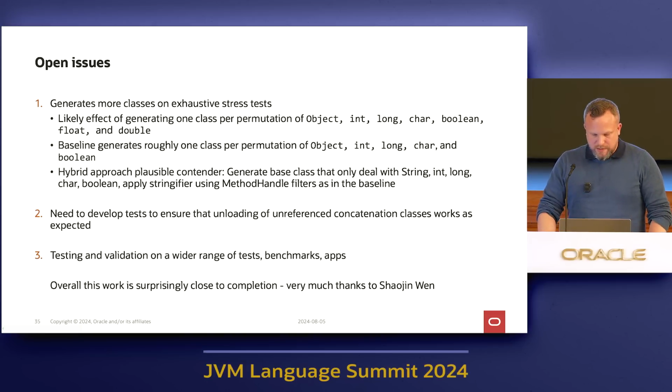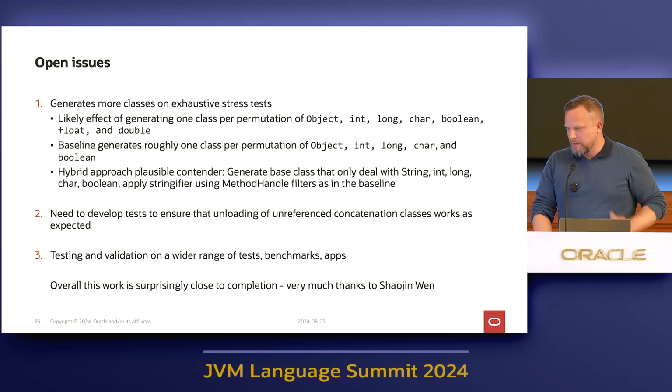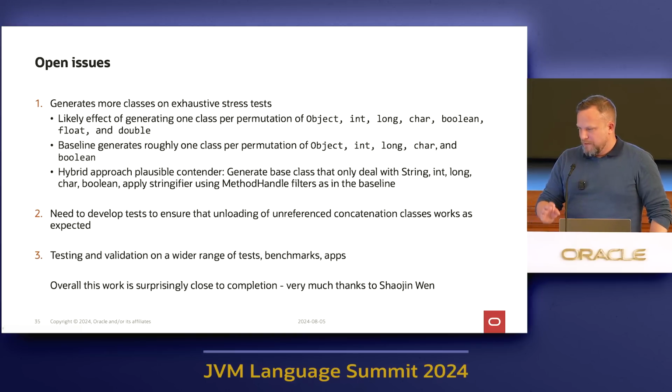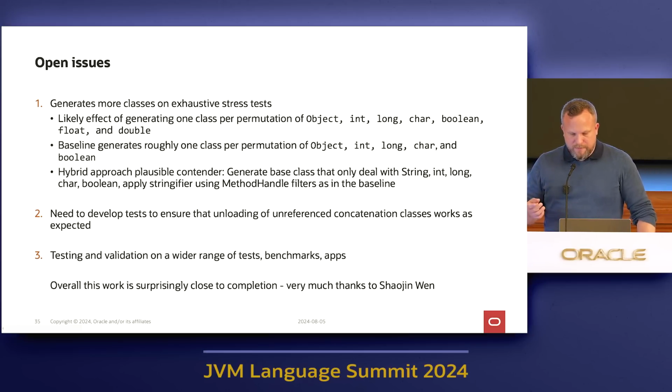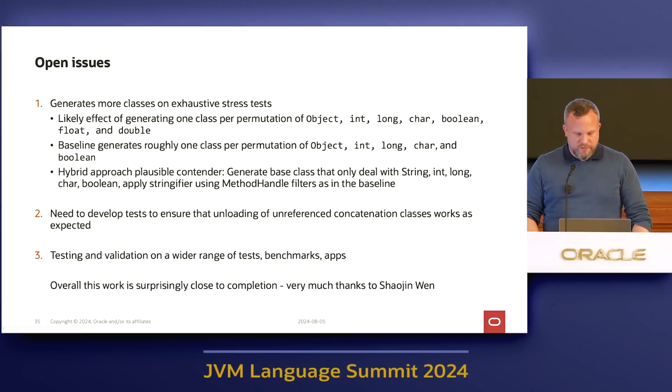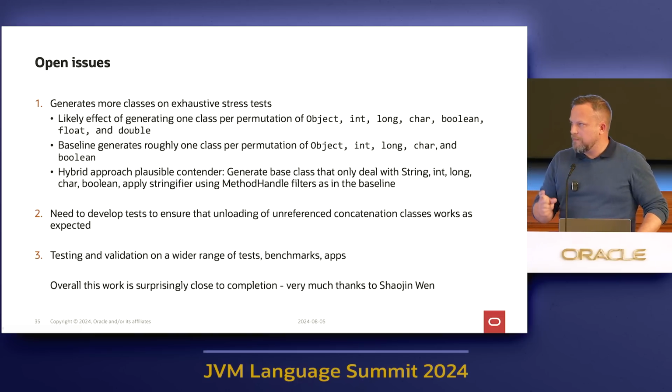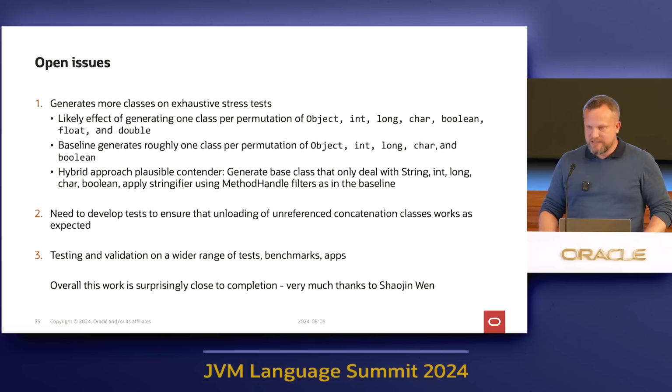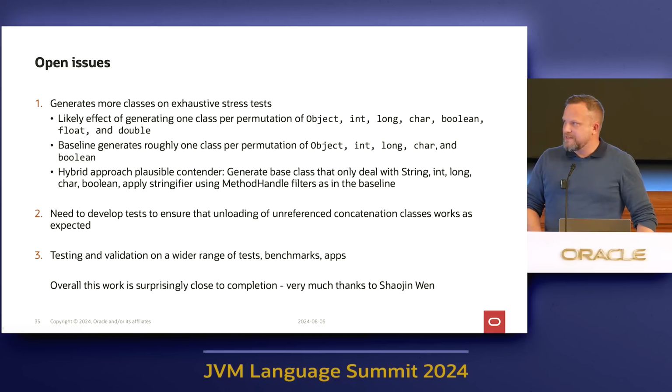the amount of classes. One likely reason for this is that we are generating one class per permutation of object, int, long, char, boolean, float and double, whereas the baseline kind of treats float and double specially and generates one core class for those. So that's one point where the baseline is slightly better on number of classes generated, but it's not better on time. So we're beating it on time, but it's generating slightly more classes on some corner cases.